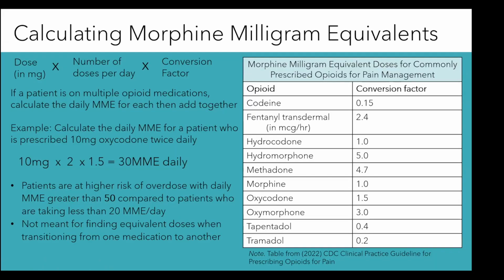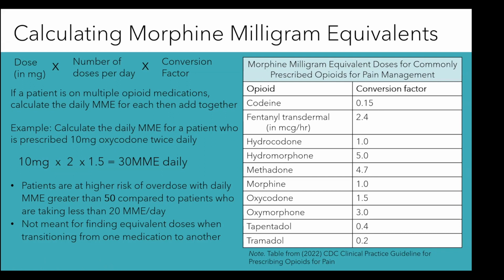So this next slide goes over calculating morphine milligram equivalents. Calculating the daily MME helps identify patients who benefit from additional measures to reduce overdose risk. It should also be documented in the patient's record. And each opioid has its own unique conversion factor. It's displayed on the table in milligrams per day, with the exception of fentanyl, which is displayed in micrograms per hour. I know that Florida's PDMP calculates the daily MME, but I thought I would show you how to hand calculate.